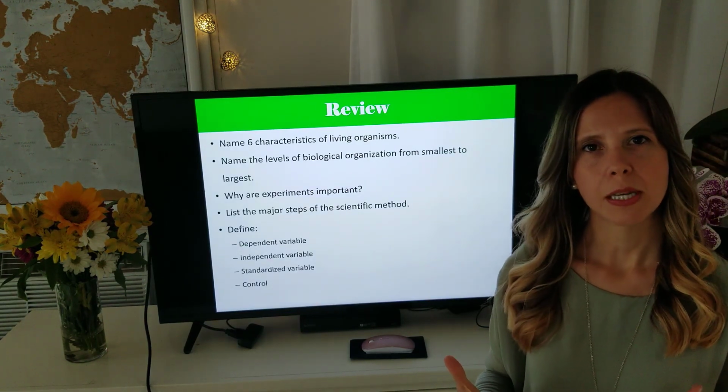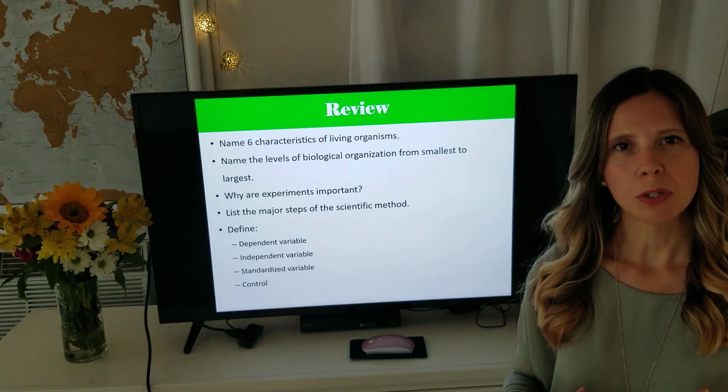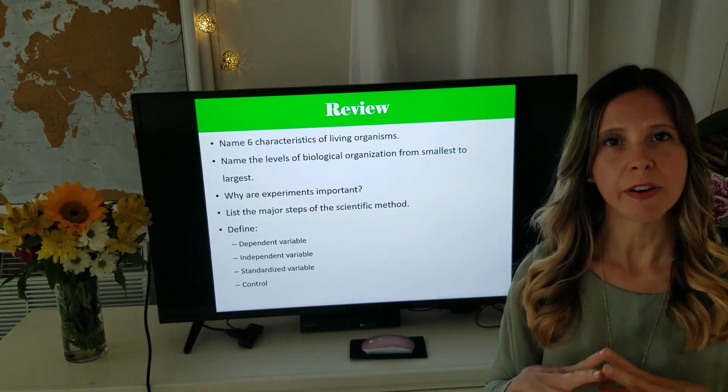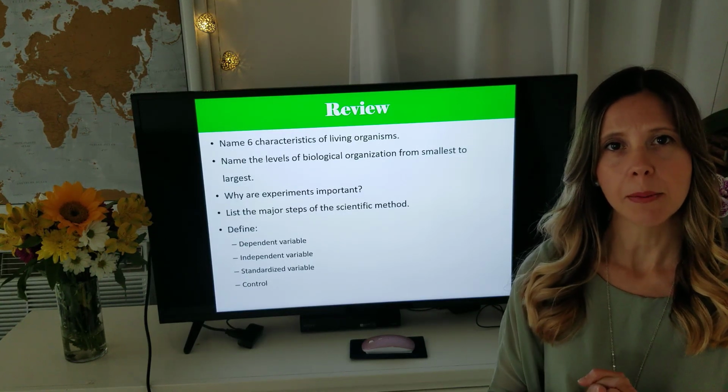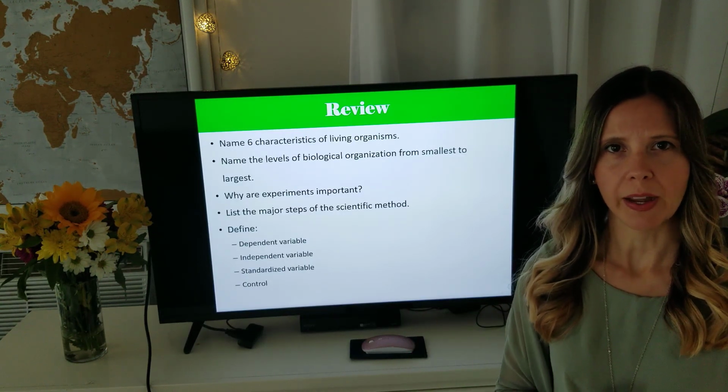Why are experiments important? Well, experiments are important because we're able to go into a very controlled setting where we can look at just one parameter at a time, ruling out any confounding factors.